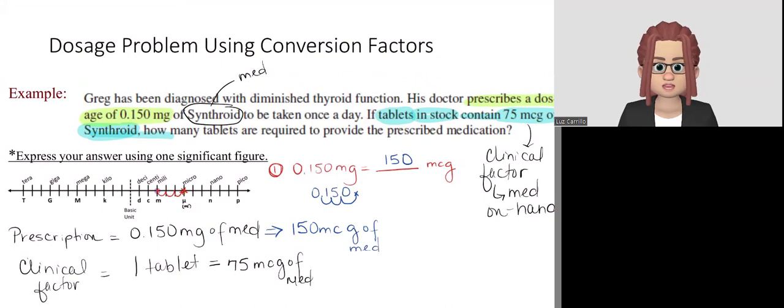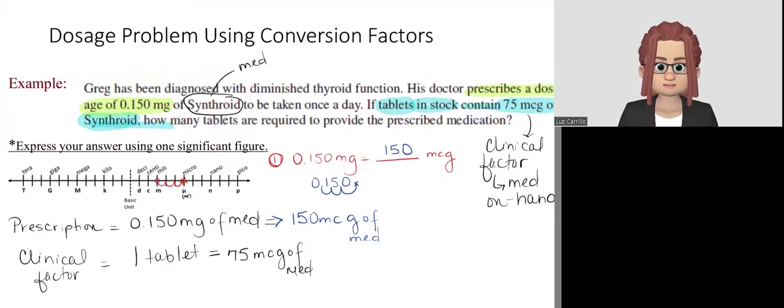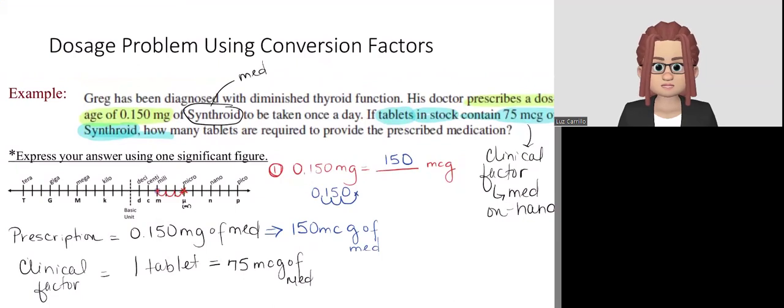Now that I converted my prescription to the unit that I have in my clinical factor, I can utilize dimensional analysis to find out how many tablets are required for the prescribed medication. So in step 2, what I need to do is say, let me write down the prescription that the doctor recommended. 150 micrograms of med. My clinical factor is going to turn into my quality, in other words, my conversion factor.